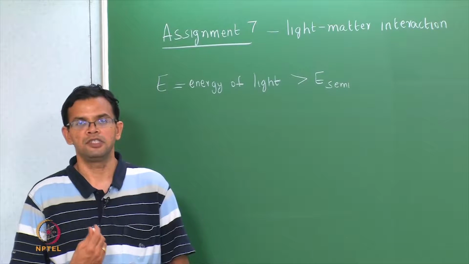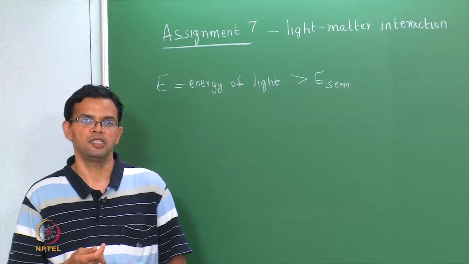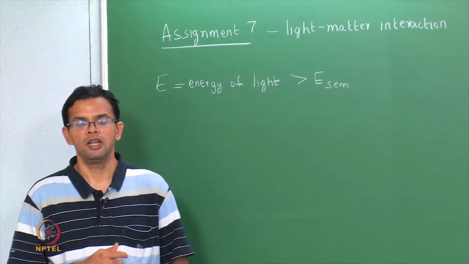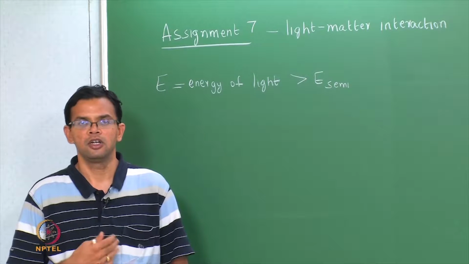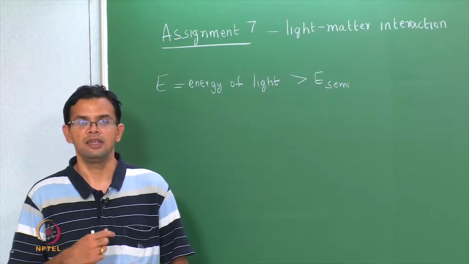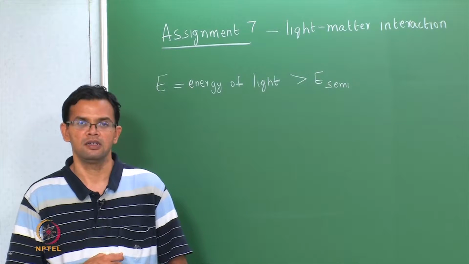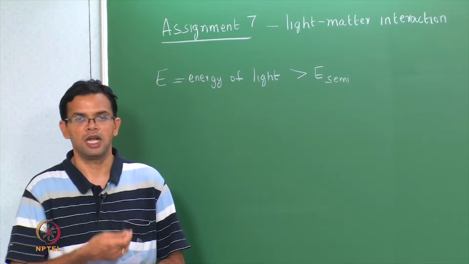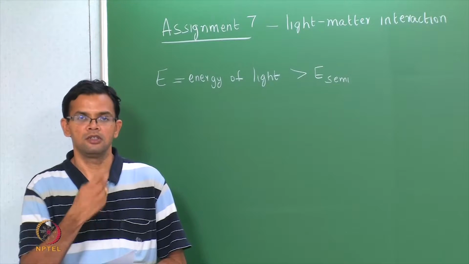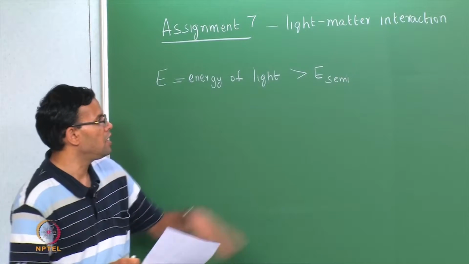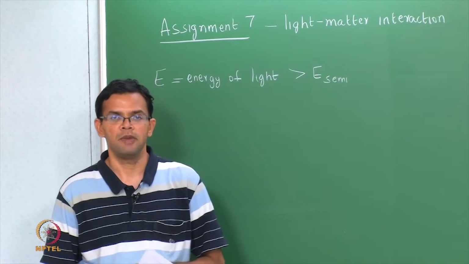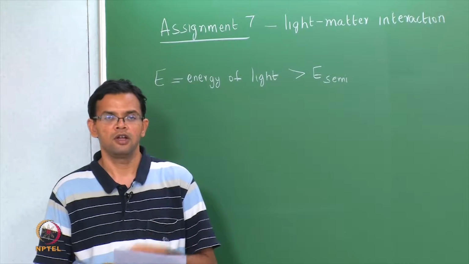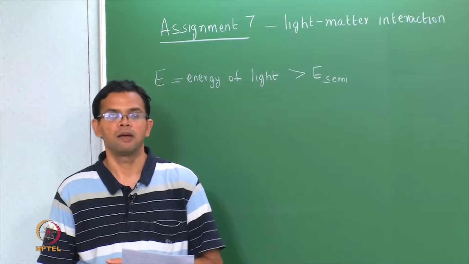You could also have situations where there are defect states or trap states located within the band gap. These could be located either close to the valence band or to the conduction band, and again the interaction of light with the semiconductor causes carriers to excite from either the valence band to the trap state or from a trap state to the conduction band. That is why E semi can not only refer to the band gap of the material, but could also refer to the energy for a defect state and a band gap.